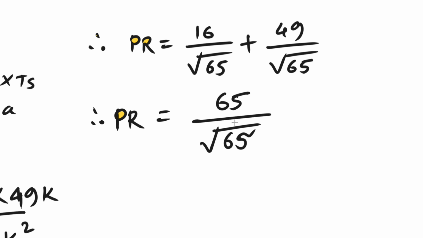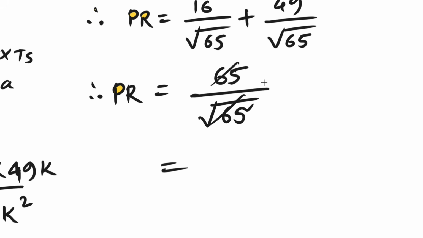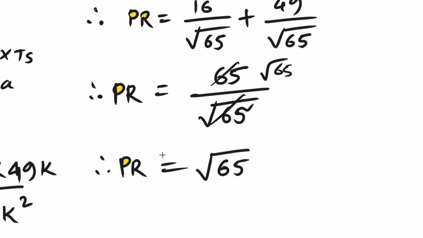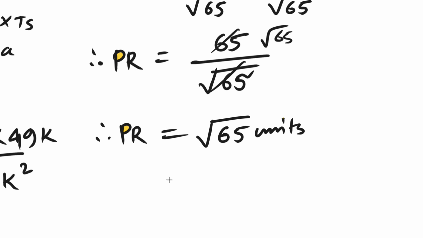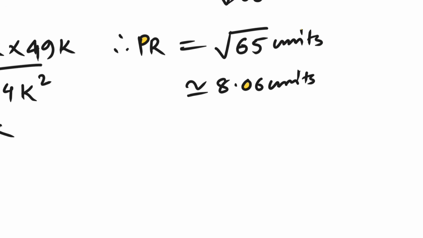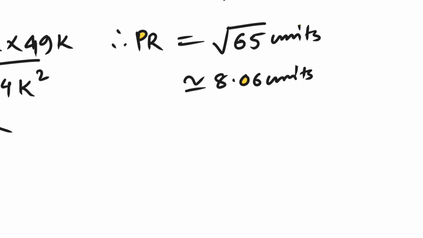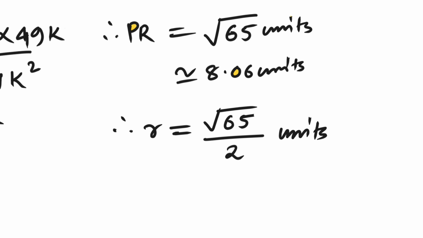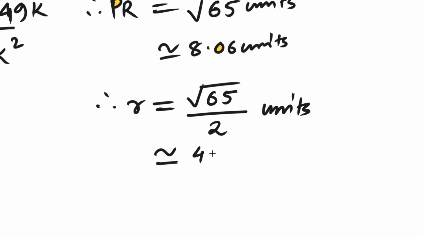Now notice the simplification. 65 divided by the square root of 65 is simply the square root of 65. So the diameter PR is square root of 65 units. This is approximately 8.06 units. Since the radius is half the diameter, we now divide square root of 65 by 2. Therefore, the radius r equals square root of 65 divided by 2 units. Numerically, that is approximately 4.03 units.